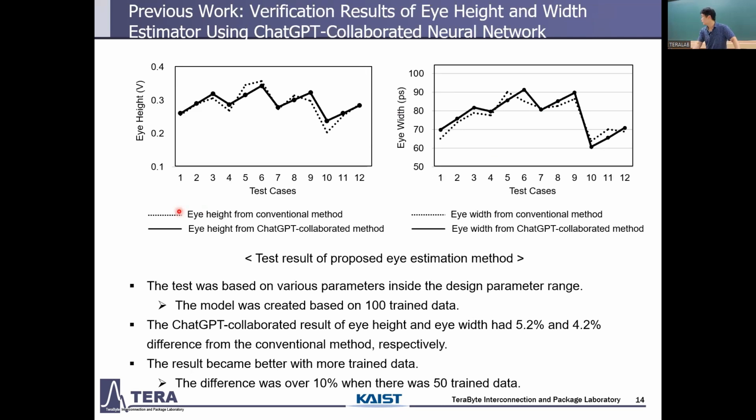So these are my verification results, and I'll just briefly go over them. The model was created with 100 training data, and my results had about a 5% error rate, and my results became better with more training data. So I can conclude that my DNN model is not perfect, but almost as good as ADS, the real data.